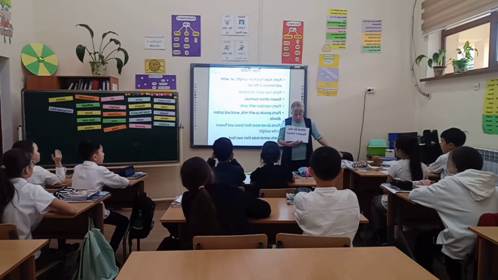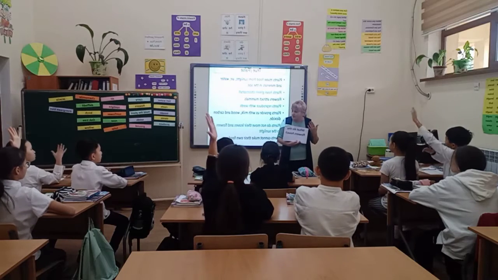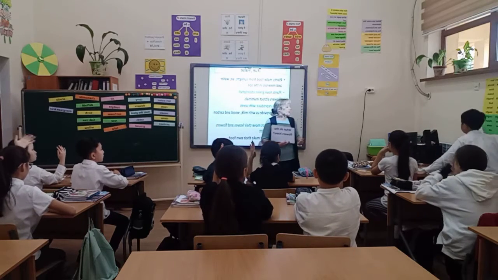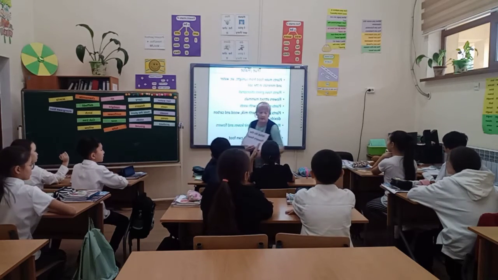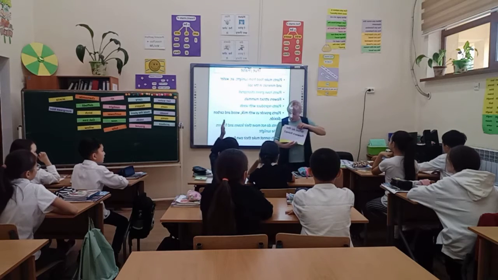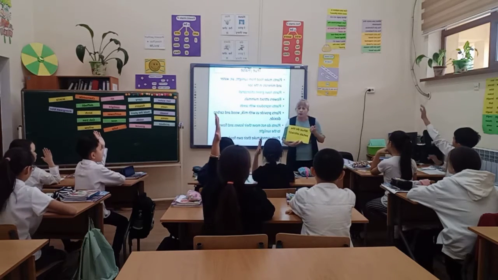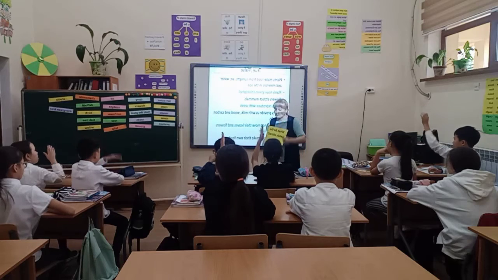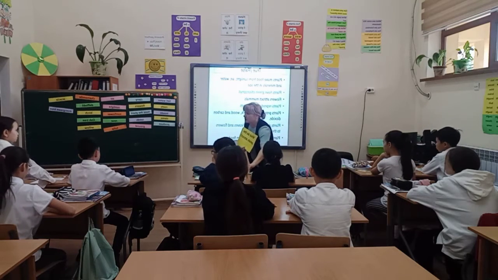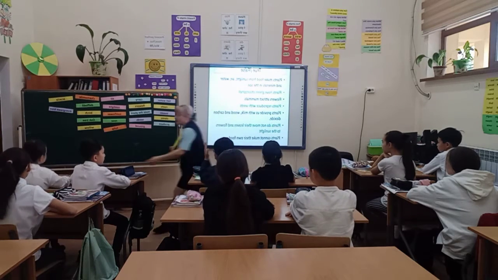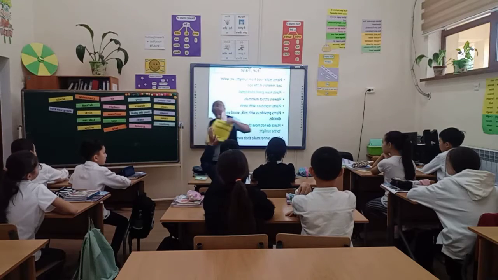Next one. What do the flowers have? Flowers have beautiful petals. Next one. What do the petals attract? Attract insects. Insects. Correct. Petals attract insects.